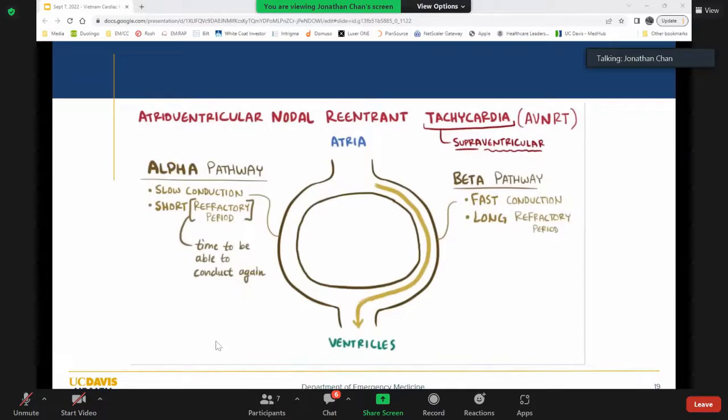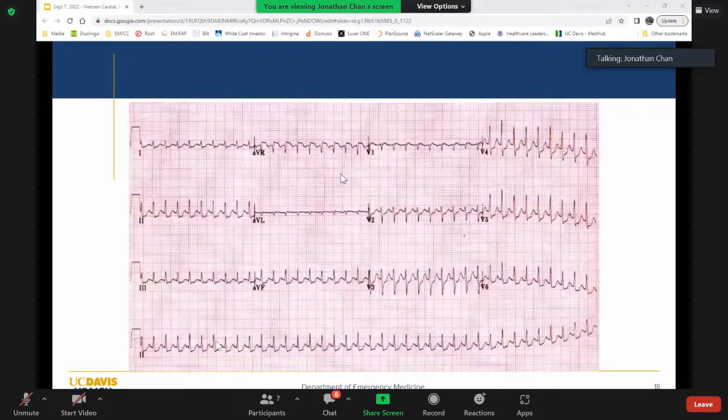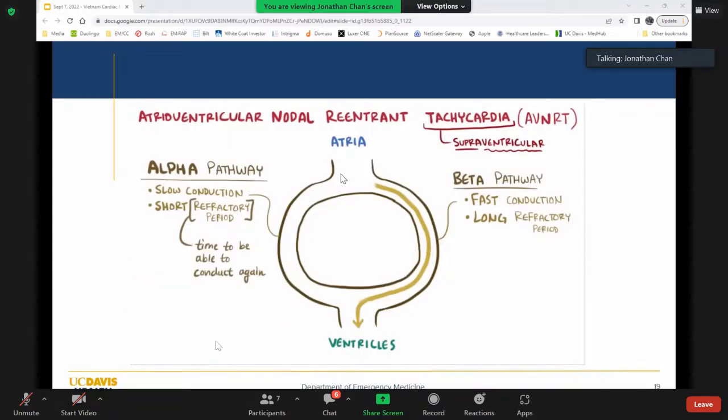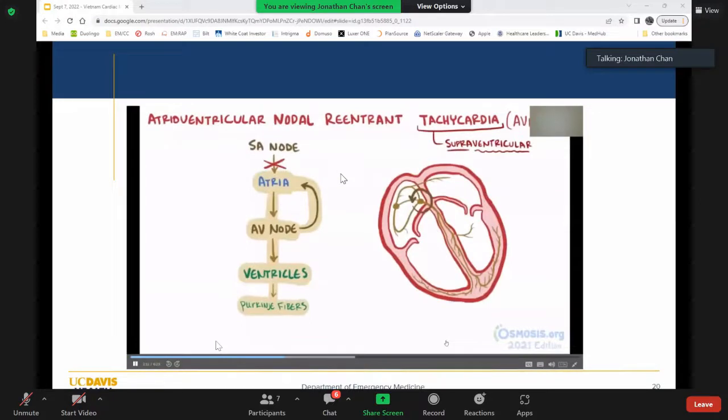This is what we call an AVNRT, and what happens is we have the atria here, and they send the electrical signal down to the ventricles. But what happens in AVNRT is there's two pathways. There's one that's fast and one that's slow. And when it's slow, the refractory period becomes very short in the slow conduction area, and so it's able to activate again very quickly. And that's why the heart rate goes fast, because the electric current is basically circulating within the heart very quickly.